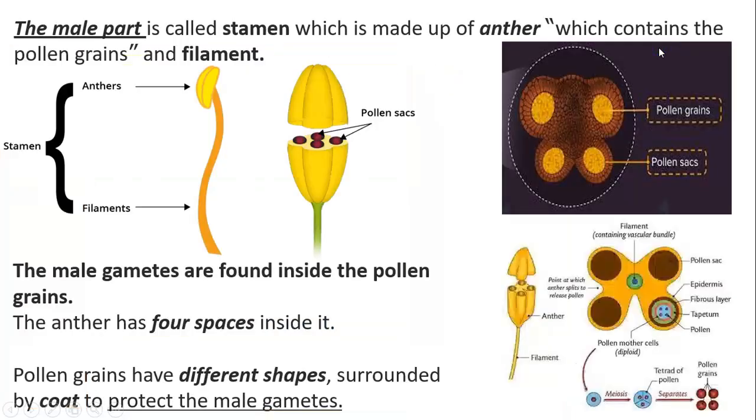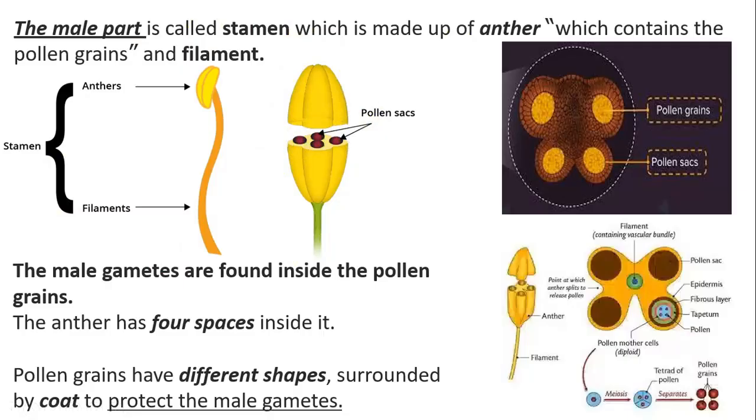Now, what about the male parts? The male parts are called the stamen. They are made up of the anther and the filament. The anther is the part that contains the pollen grains, while the filament is the one that keeps the anther standing upright. The anther contains the pollen sacs. Usually there are 4 pollen sacs.